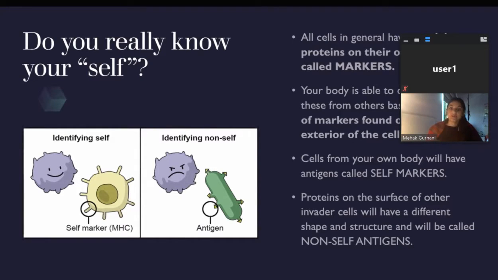That's what we call a self marker. The key, as I like to call it, or that antigen or marker, is a marker that will be present on your own body cells as well. It's a very important feature. If the receptor does not match the antigen, those antigens will have a different structure and a different shape. That's why they don't match, and they will be called non-self antigens.